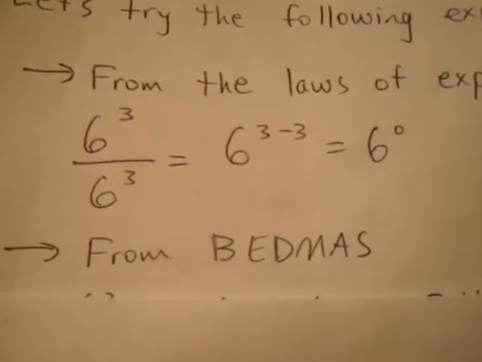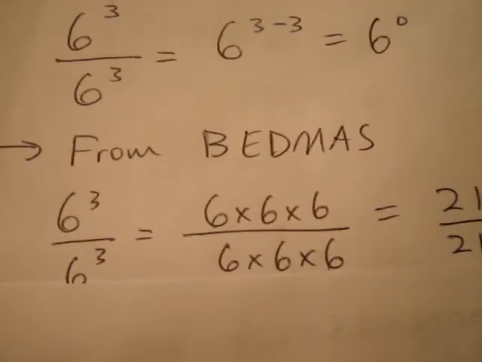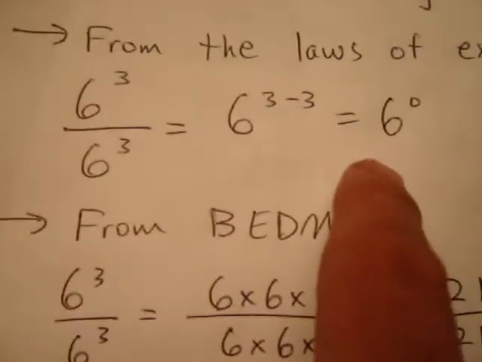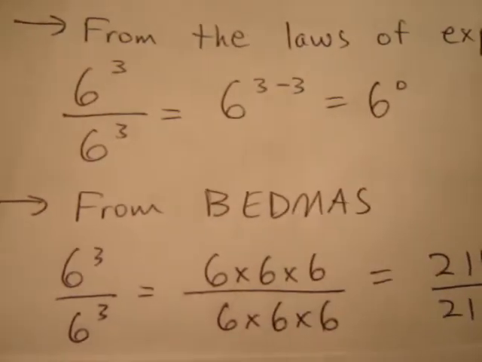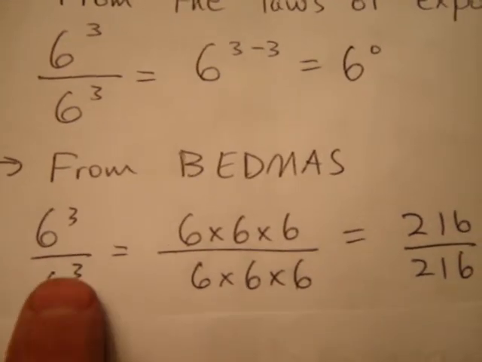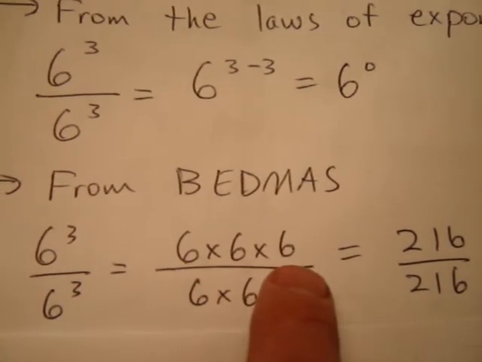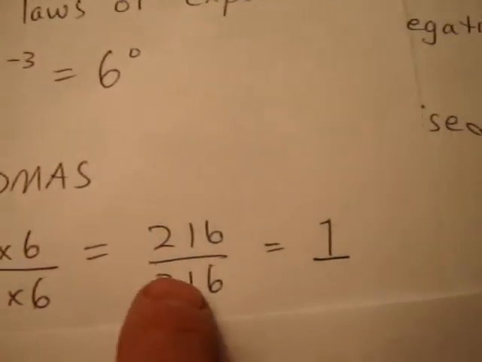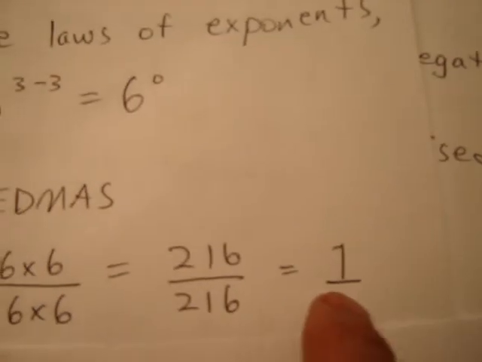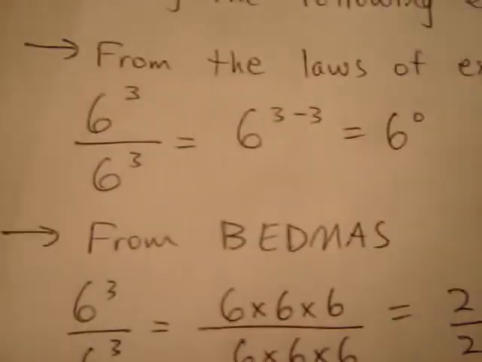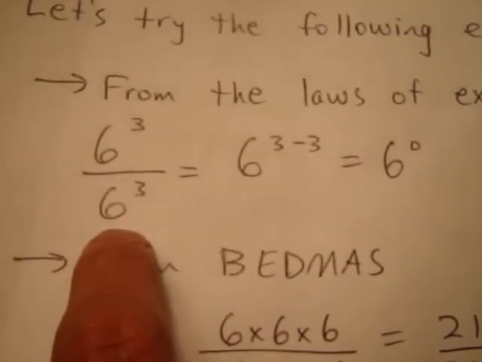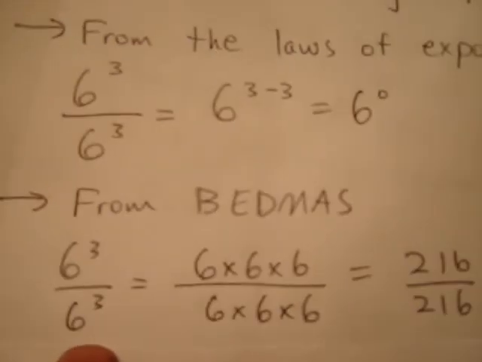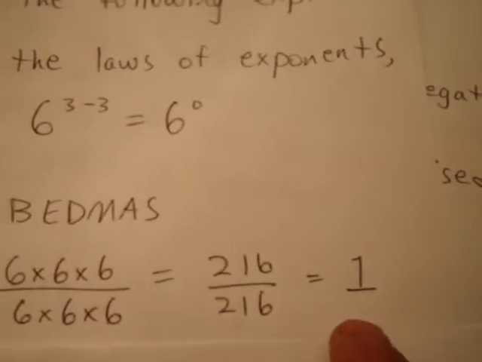Okay? Now from BEDMAS, we know that 6 to the 3 divided by 6 to the 3, which is the same quantity we just determined equals 6 to the 0, is 6 times 6 times 6 in the numerator over 6 times 6 times 6 in the denominator, which is 216 over 216, which is 1. Notice what we found is that 6 to the 3 over 6 to the 3 equals 6 to the 0. 6 to the 3 over 6 to the 3 also equals 1.